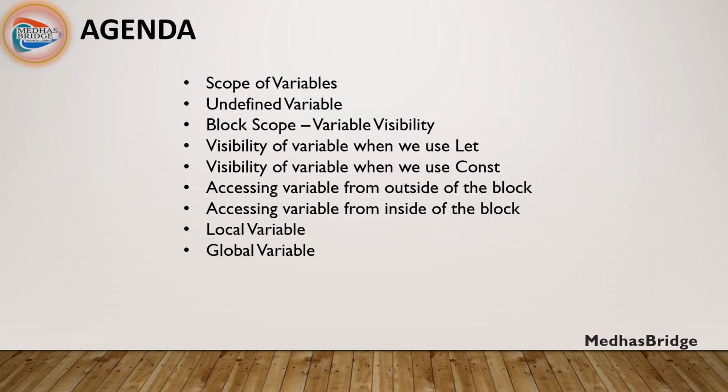In this session, we will be seeing scope of the variables, undefined variables, variable visibility like block scope, visibility of a variable when we use let, visibility of the variable when we use the const keyword, accessing variables from outside of the block, accessing variables from inside of the block called local variables, and then global variables. Okay, these are the things we shall see in this session.